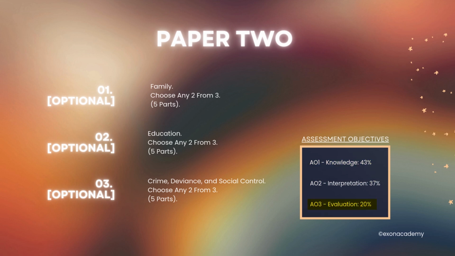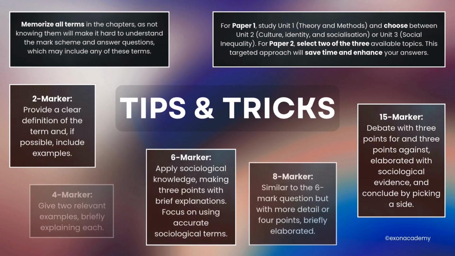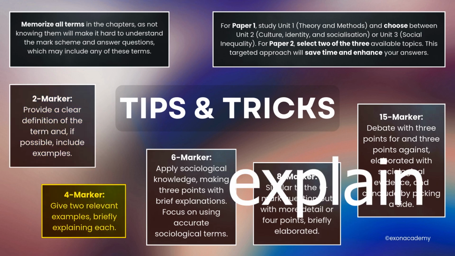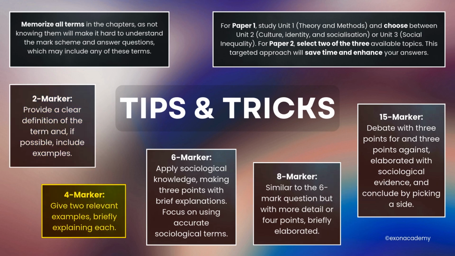Now coming towards the most important section of the video, please pay attention as these strategies decide if your knowledge of sociology translates effectively and efficiently onto the answer sheet. Beginning with the 2-marker, the shortest question. In a 2-marker, you need to provide a clear definition of the term and, if possible, include some examples. A 4-marker requires you to briefly explain each point and give 2 points.